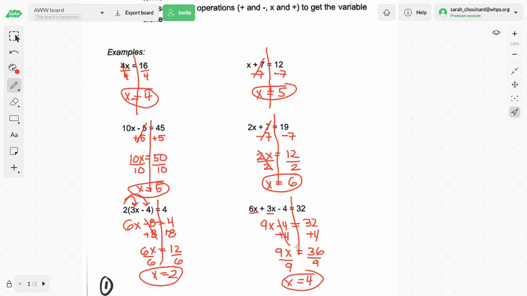Pause the video now and try the problems on page 2. When you're done with that, unpause the video and the answers will show up at the end of this video. So go ahead and click pause.